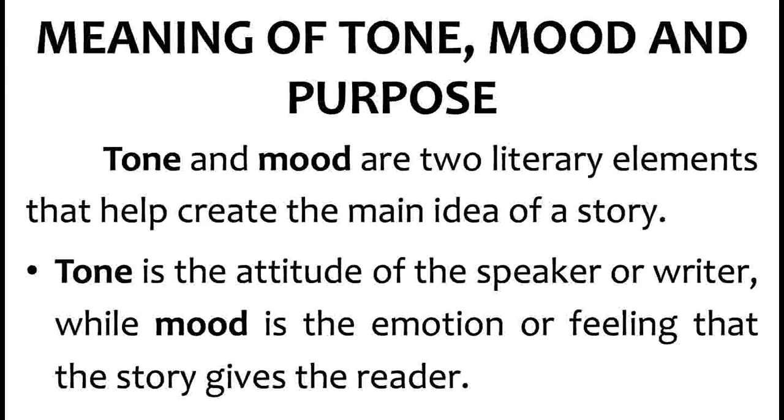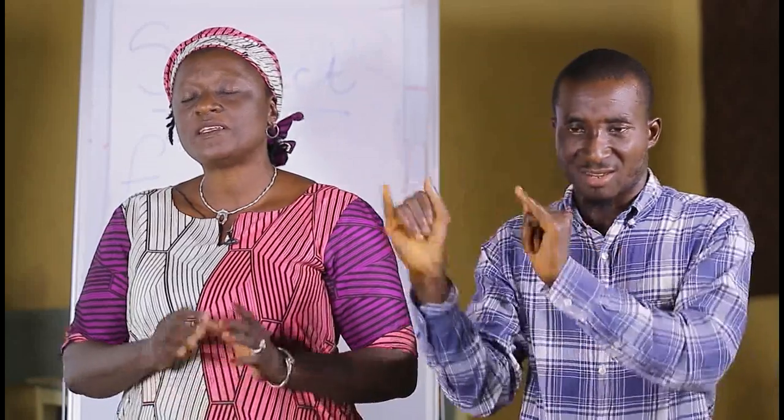So, meaning of tone, mood, and purpose. Tone and mood are two literary elements that help create the main idea of the story. Remember, literary, when we're talking about communication in the English class, we mostly go literal. What do you say? How do you say it? When do you say it? Who do you say it to? And what is the reaction of the person that you have said a thing to?